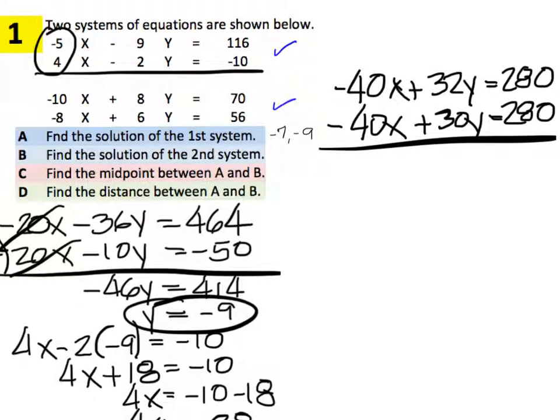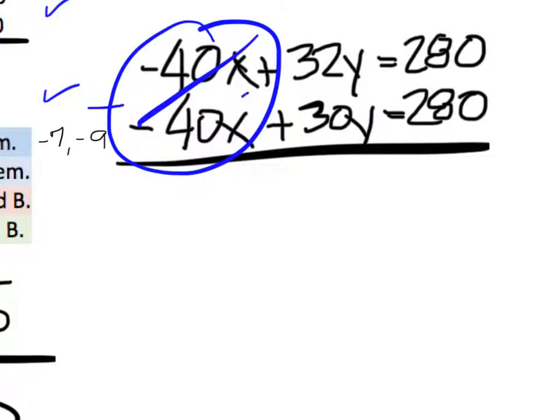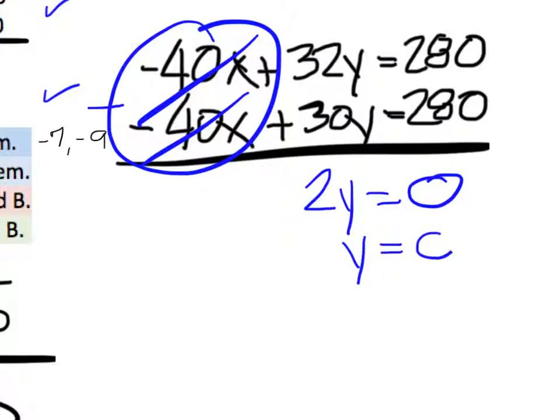Alright. Now you have these two. Negative 40x and negative 40x, they're the same thing, so we have to subtract. That means they're gone. So 32y minus 30y is 2y, and then 280 minus 280 is 0. So this one's pretty simple. The answer is 0.